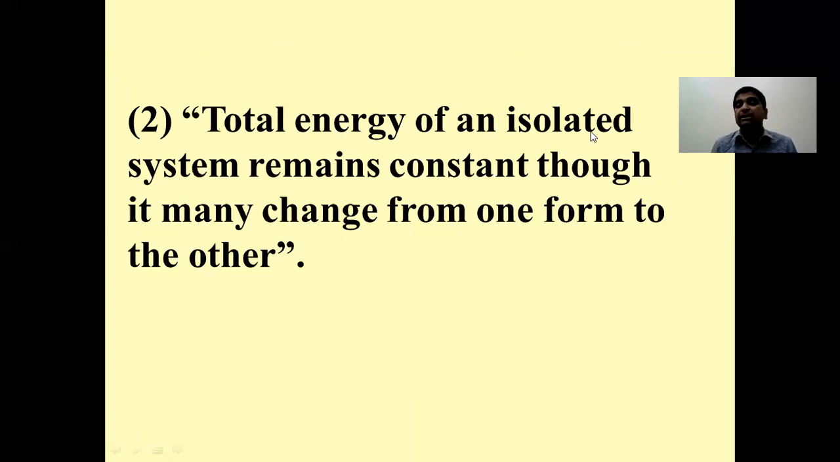Now this isolated system, what is this isolated system? An isolated system is nothing but a system which can neither exchange energy nor matter with its surroundings. Such a type of system is called an isolated system.